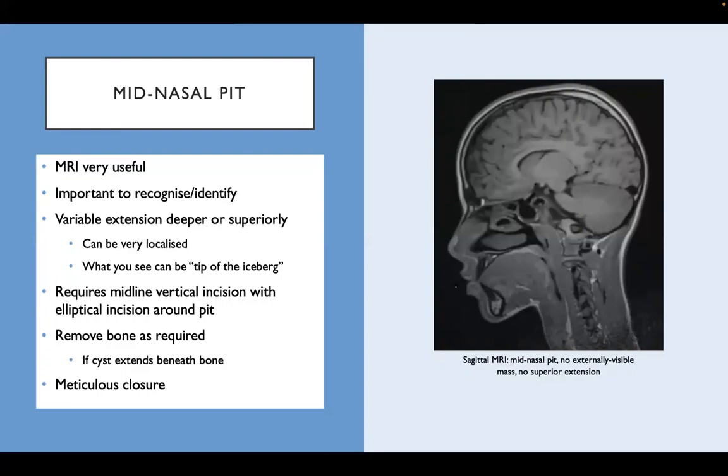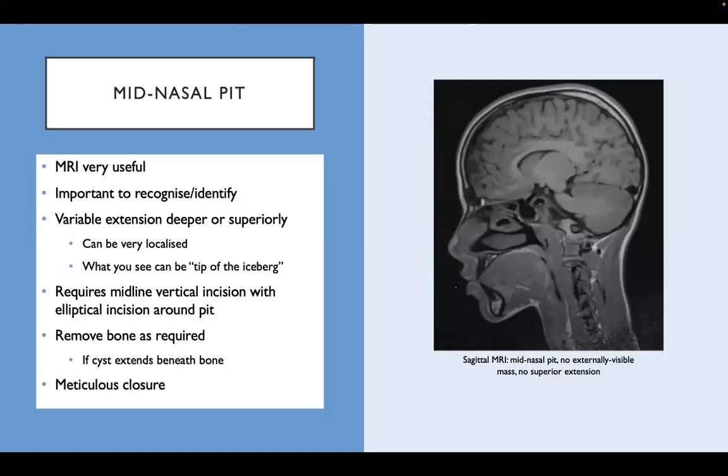So this also would require a midline vertical incision with an elliptical incision around the pit in order to excise it in its entirety. And then you remove the bone as required, and you allow your scan and also your clinical intraoperative findings to guide you there. And this is if the cyst extends beneath the bone. And then important in these lesions, as with all the other lesions, actually, is meticulous closure.